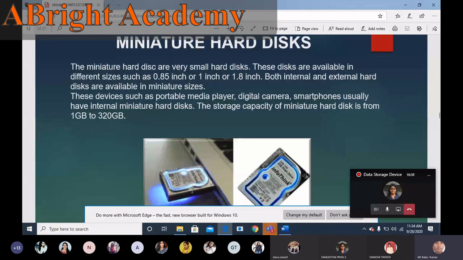Miniature hard disk. The miniature hard disks are very small hard disks. These disks are available in different sizes such as 0.585 inch, 1 inch, or 1.8 inch. Both internal and external hard disks are available in miniature sizes. Devices such as portable media players, digital cameras, and smartphones usually have an internal miniature hard disk. The storage capacity of a miniature hard disk is from 1 GB to 320 GB.